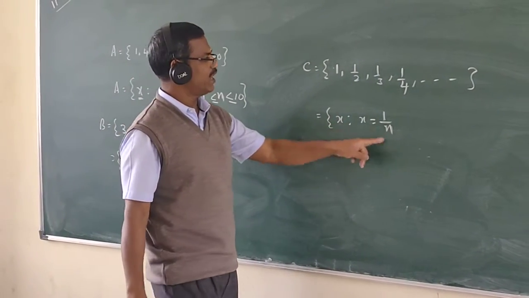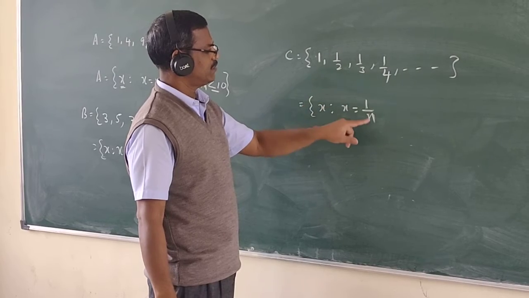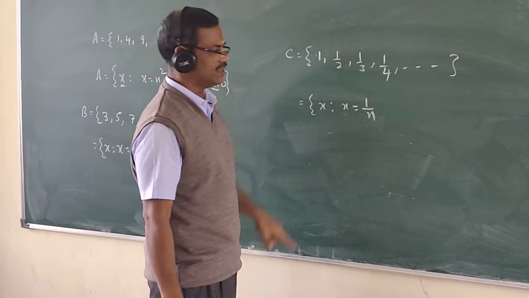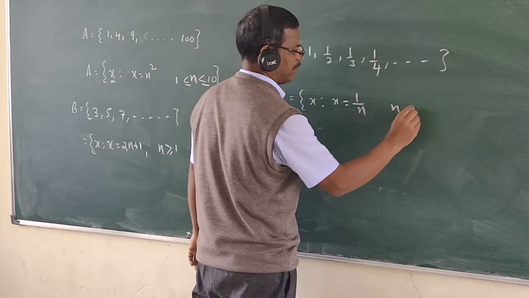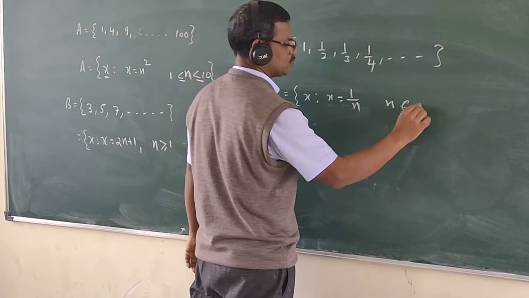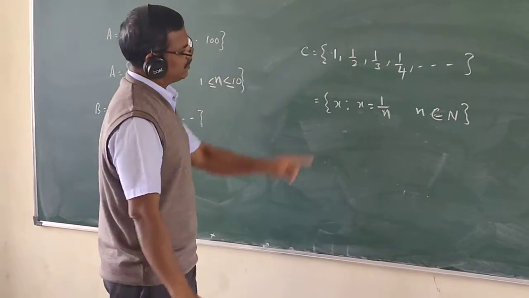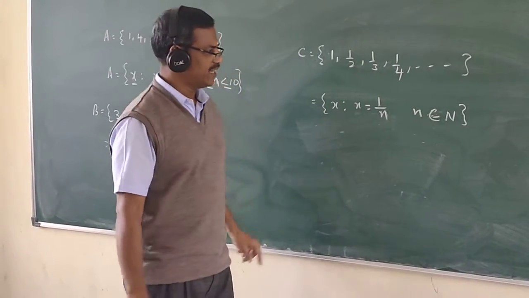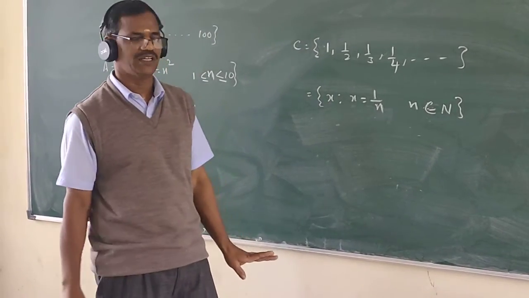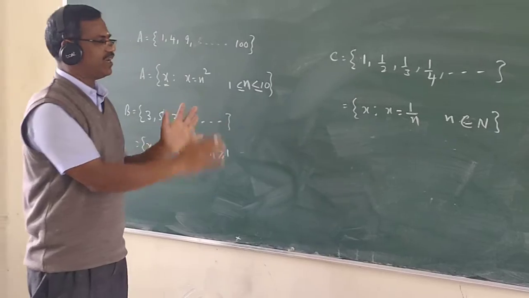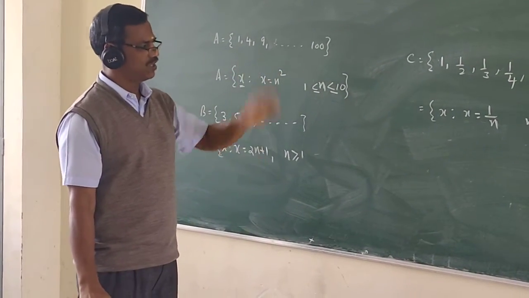When n is equal to 1, you get the first number. When n is equal to 2, you get the second number. When n is equal to 3, you get the third number. That means n is a natural number. n belongs to N, meaning n is a natural number. You can also say that n is a natural number greater than or equal to 1. So this is the way we convert a set from roster form into set builder form.